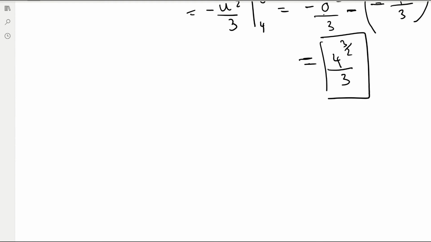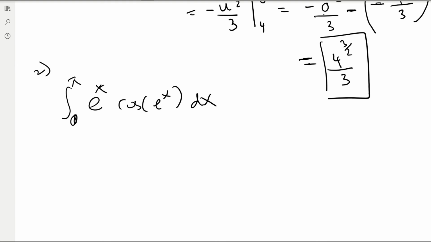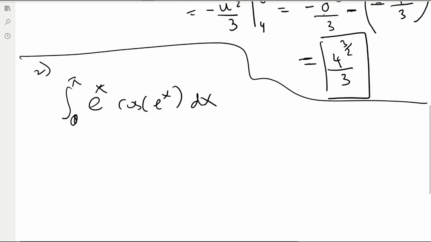So let me write the second problem as the integral from 0 to pi of e to the x cosine e to the x. Right, so this is the second problem. Now to do integration by substitution, I'm going to identify the inside function, which is inside cosine. We have e to the x, so I'm going to choose e to the x as u. So if u is e to the x, du dx is e to the x again. If you differentiate e to the x, it's e to the x.